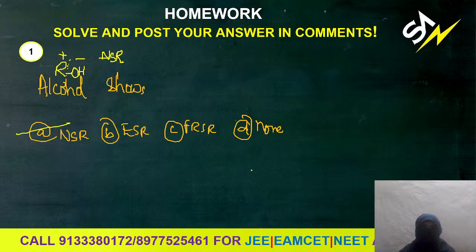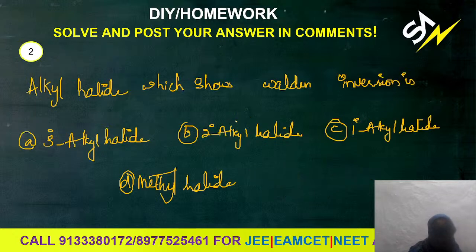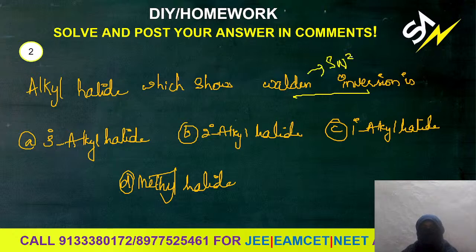I think I already told you the first state of the reaction, that is alcohol and RX, the halogen containing compound. They both show SN reaction. So the answer is A. Those who have written A, very good. Next, the question is which alkyl halide shows Walden inversion. Hope you remember that Walden inversion is nothing but SN2. For SN2 the sequence will be methyl, then primary, then secondary, then tertiary. Then where is methyl here? The answer is G here.